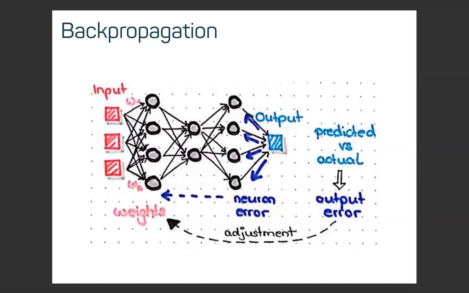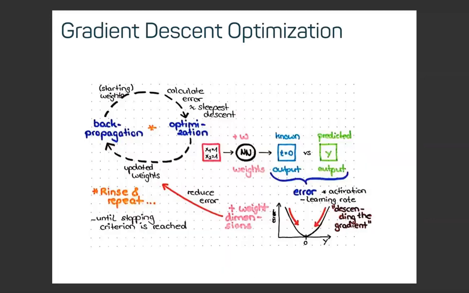Because each neuron is associated with a weight, we need to know the error landscape, as we call it, for each neuron, so that we can adjust the weight in the correct direction. And adjusting the weight in the correct direction is done via optimization, and the simplest, most often used optimization is called gradient descent.